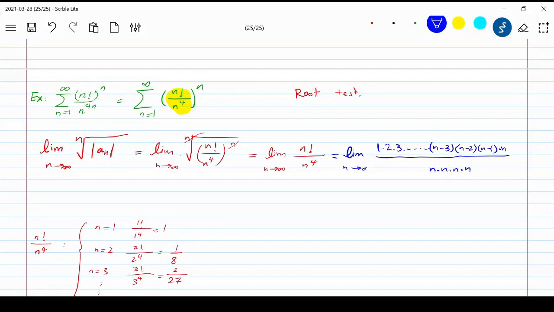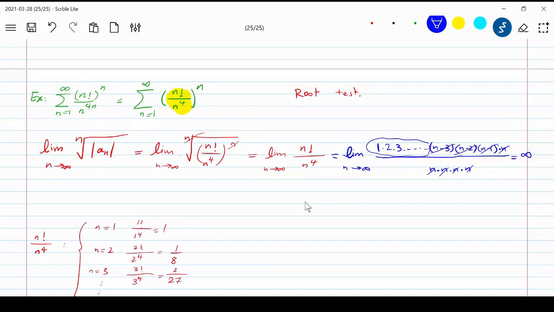As n approaches infinity, what happens is these can cancel out. This is almost the same ratio as that. This is almost the same ratio as that. This one is almost the same as that. And you're left with all these terms multiplied by each other. As n approaches infinity, this is very large and it becomes infinity.